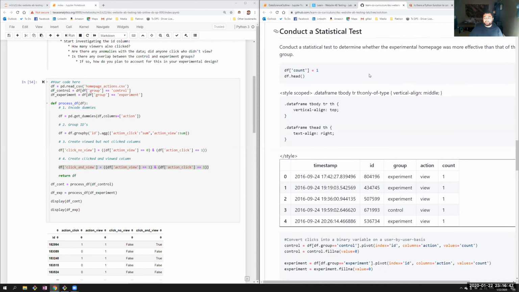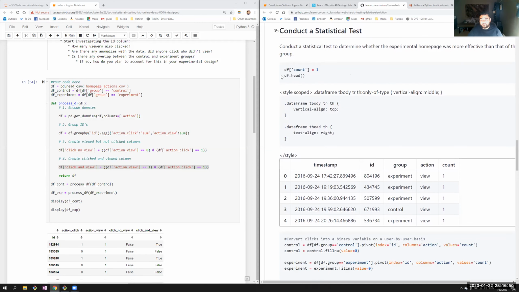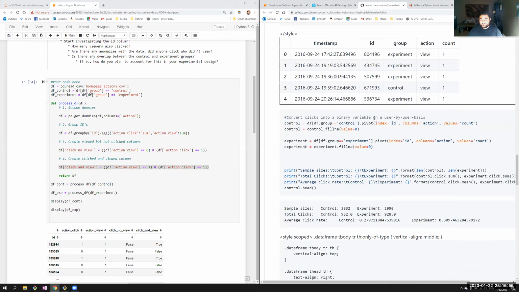Conducting a statistical test to determine whether the homepage is more effective. Okay, df count is equal to 1, df.head. Convert clicks into a binary variable on a user-by-user basis. I tried pivot first. That's interesting that they went with pivot, because I tried that and I did not have good success with it.